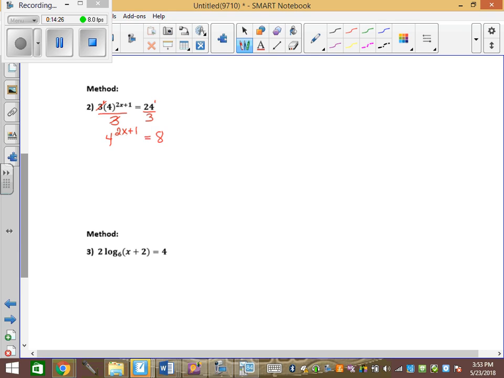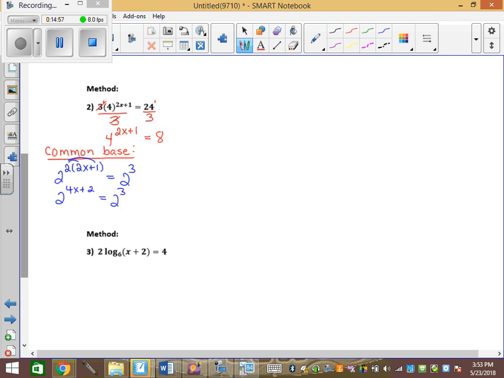I'm going to do two methods. I'm going to do common base. And then because there's only one exponent, I can also change it to a log. So I'm going to do both. Your choice. So common base. 4 is 2 squared to the 2x plus 1. And 8 is 2 cubed. Here we're going to get 2 to the 4x plus 2 equals 2 to the 3.